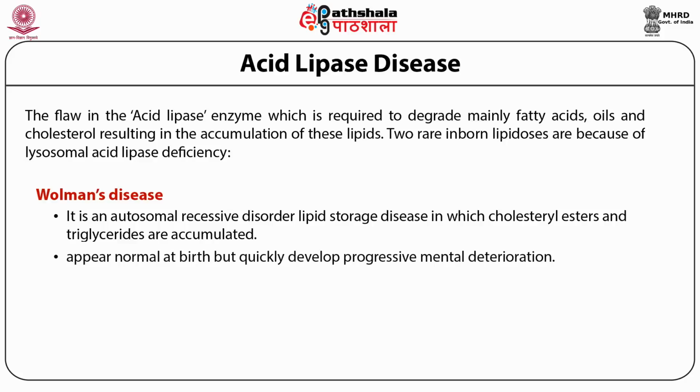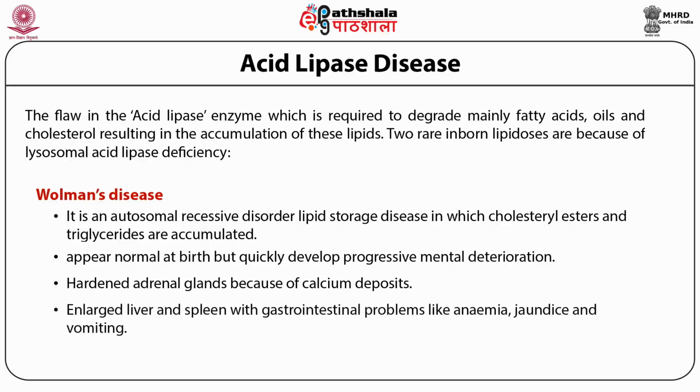The child appears normal at birth, but quickly develops progressive mental deterioration. The hardening of adrenal glands because of the calcium deposits takes place, and enlarged liver and spleen with gastrointestinal problems like anemia, jaundice, and vomiting occur. There is a low muscle tone in Wolman disease.